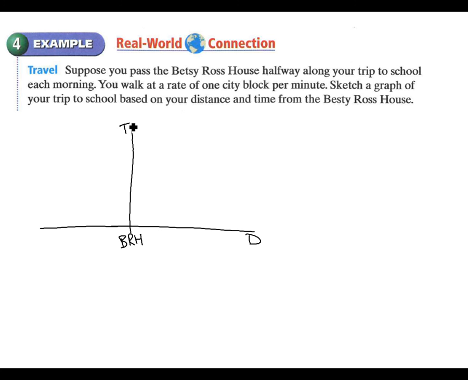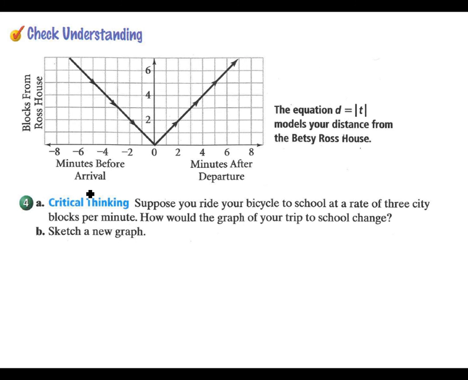If I'm one block away, it must have taken me 1 minute to get there. If I'm two blocks away, it took me 2 minutes. And the same is true in the other direction. If I walk one block the other direction, it would take me a minute. If I walk two blocks in the other direction, it would take me 2 minutes. If I'm at the Betsy Ross house, it would take me 0 minutes to get there. So I could connect them, and look at that. We've got ourselves a nice absolute value graph, right? Using that graph and that thinking, see if you can answer understanding check number 4.